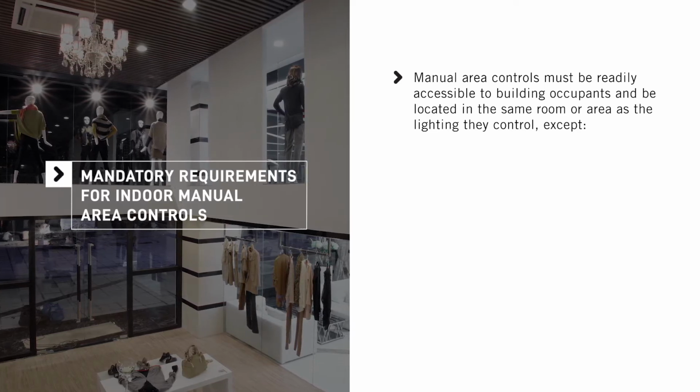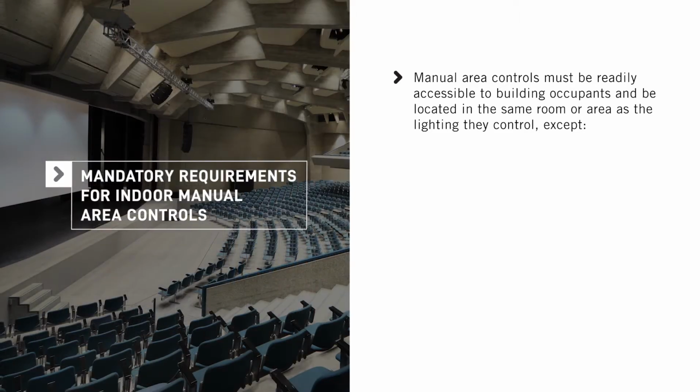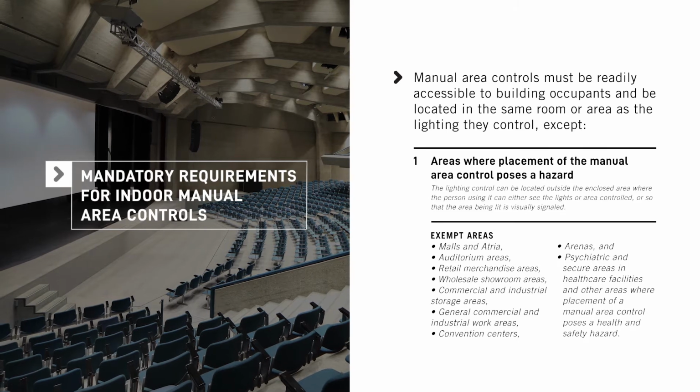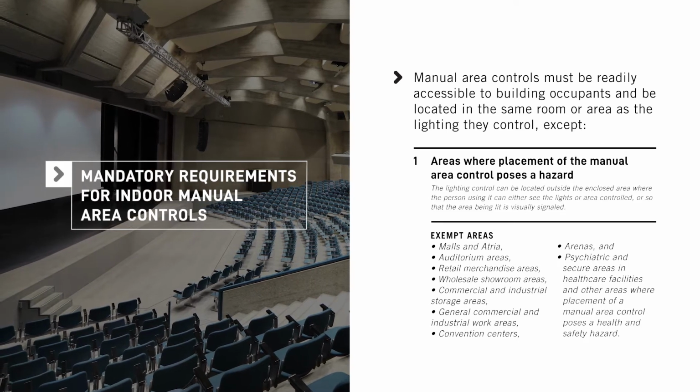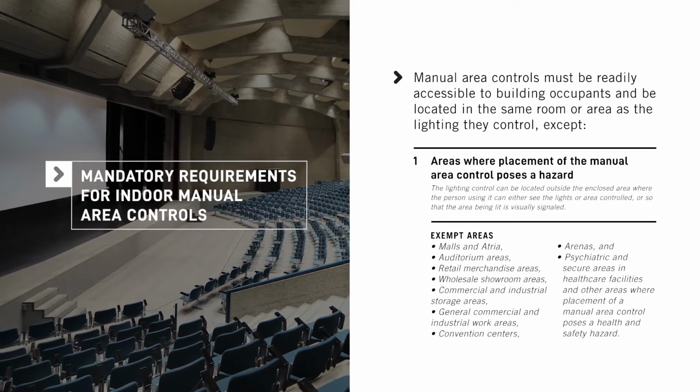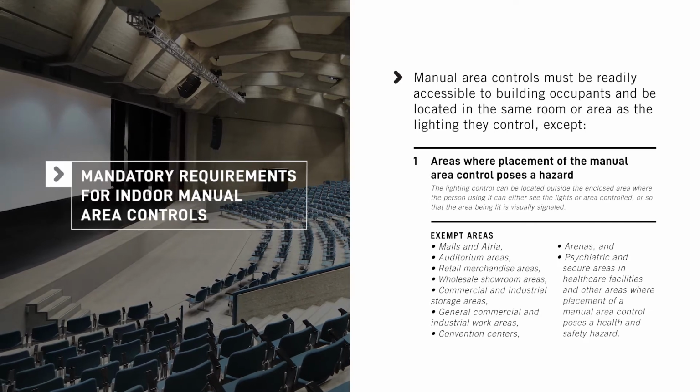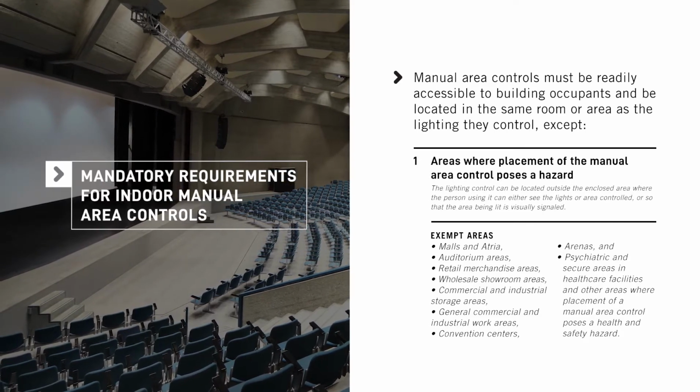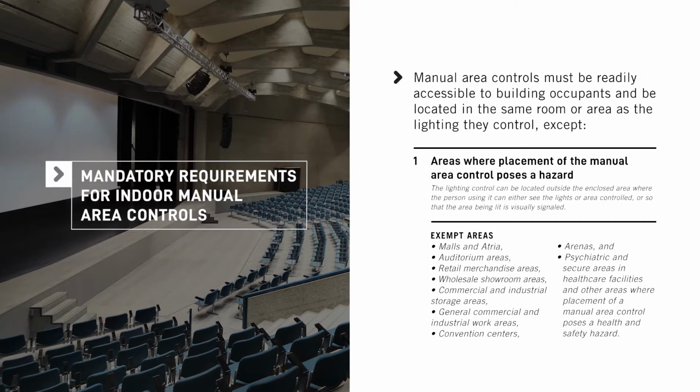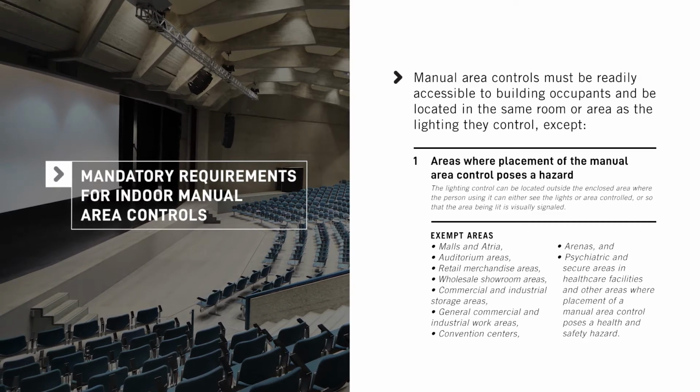There are 3 exceptions to this based on space type. Number 1. In areas where placement of the manual area control poses a health and safety hazard, the lighting control may be located where the occupant using it can either see the lights or area controlled, or so that the area being lit is visually signaled.